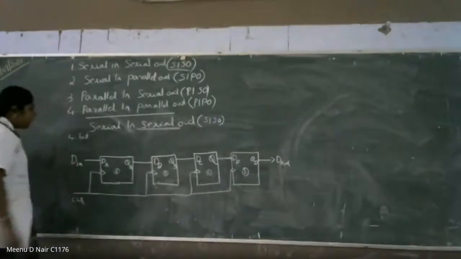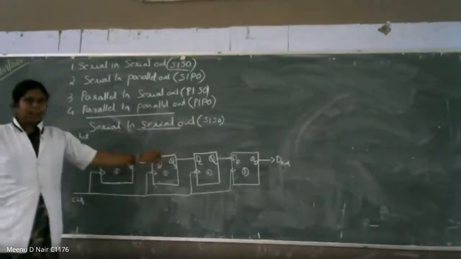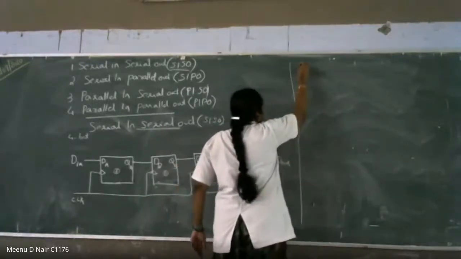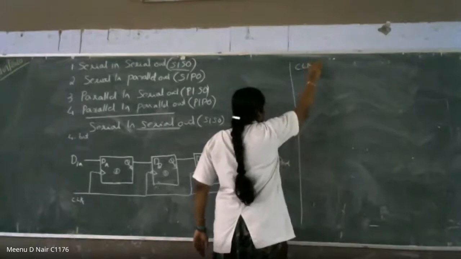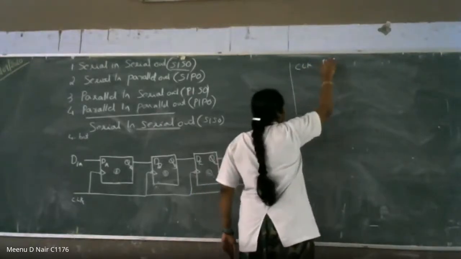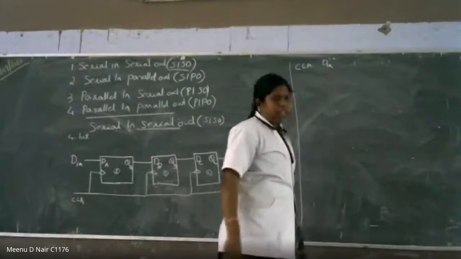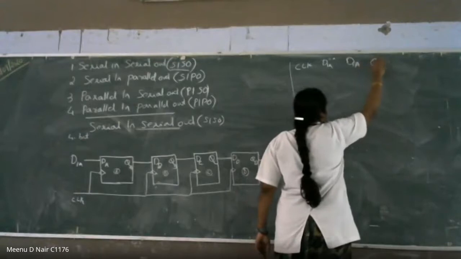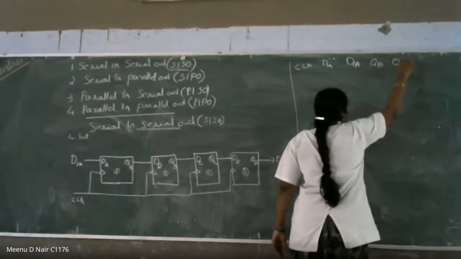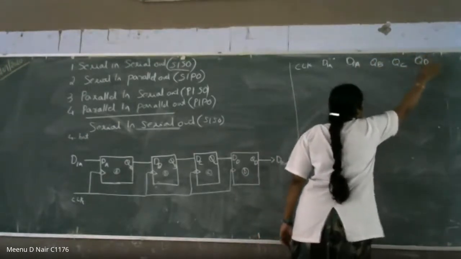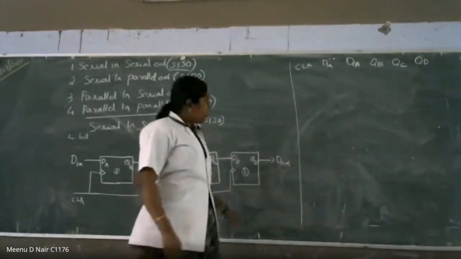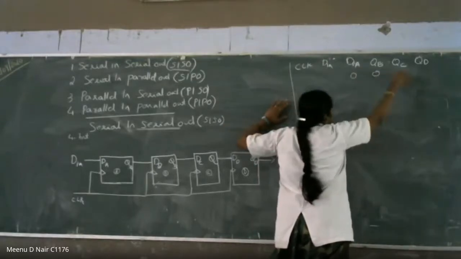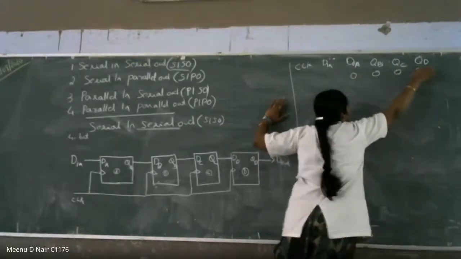Here we are going to transfer the data one bit at a time, right? So what we are going to see here is this is your clock pulse, and here you are going to give the data input. Then you are going to see the QA output, then QB, then QC, then QD. Initially we consider QA equal to 0, QB equal to 0, QC equal to 0 and QD equal to 0.